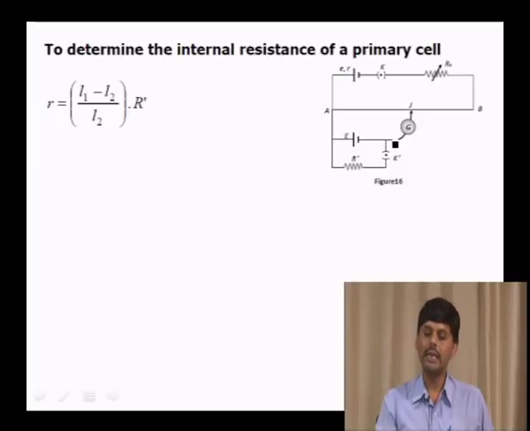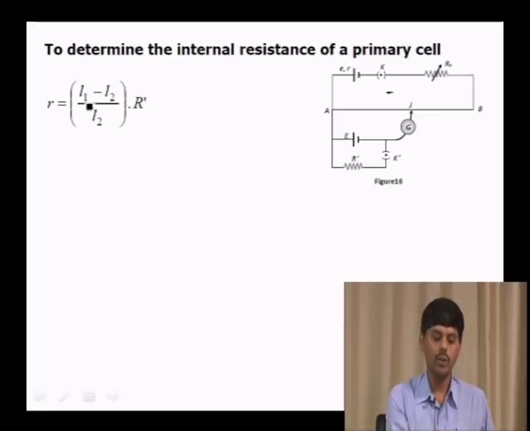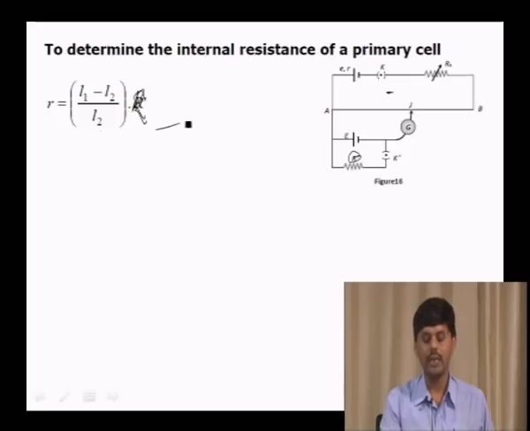Now, to determine the internal resistance of the primary cell using this circuit diagram, this is the primary circuit and this is the secondary circuit. By taking the help of r = (L1 - L2)/L2 times R, where R is the external resistance, we can easily find out the internal resistance of the cell.